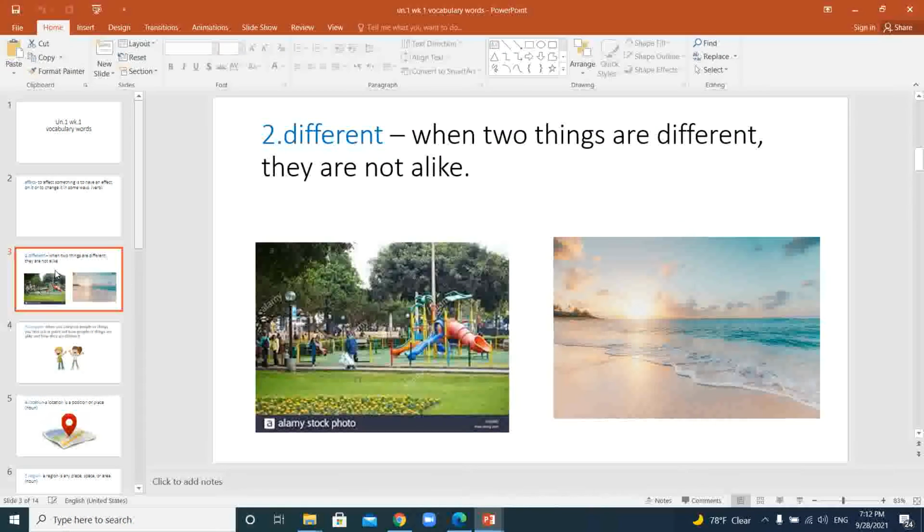All right. The second word is different. Different means not the same or not alike. Okay, and in our book we compared between 2 different places, and we said the differences between them. Like here we have 2 pictures. We have a picture of the beach and a picture of a park, and we said they are not the same. And we spoke about the things that were different between the 2 places.